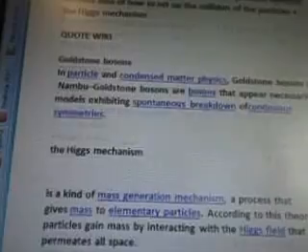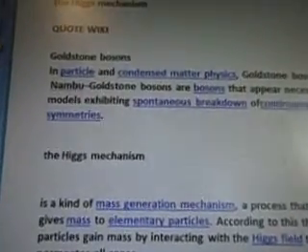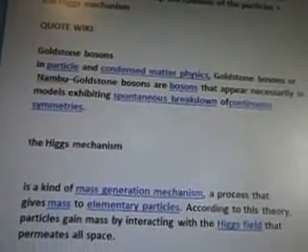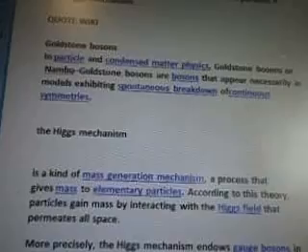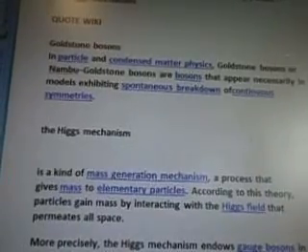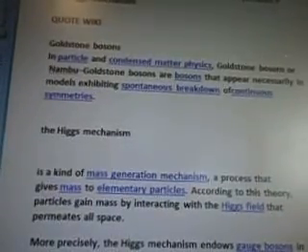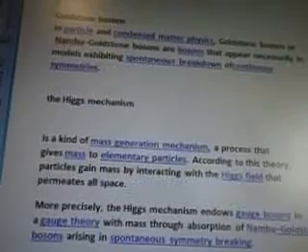So, quotes from Wiki: Goldstone bosons in particle and condensed matter physics. Goldstone bosons or Nambu-Goldstone bosons are bosons that appear necessarily in models exhibiting spontaneous breakdown of continuous symmetries.